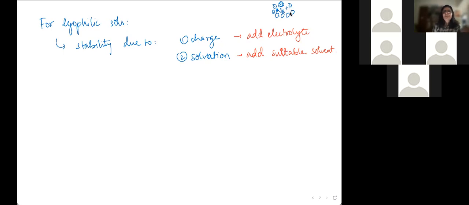If you don't recall, it's fine. But basically, when you add ions in water, the water molecules surround it. So solvation is similar. It is the phenomenon where the solvent molecules are surrounding a particular solute. So lyophilic sols, because both of them are mixing with each other, apart from charge, there is solvation also involved between dispersed phase and dispersion medium. So disturb either of these two things and then you can cause coagulation.